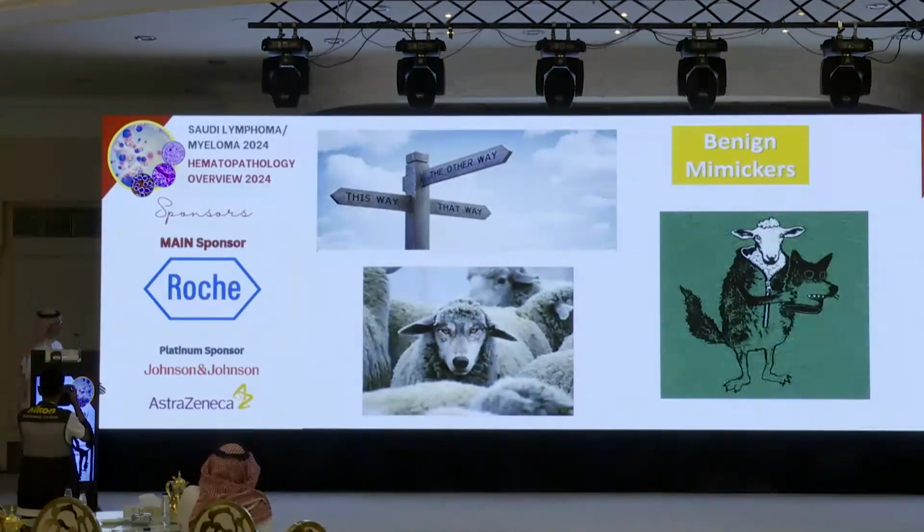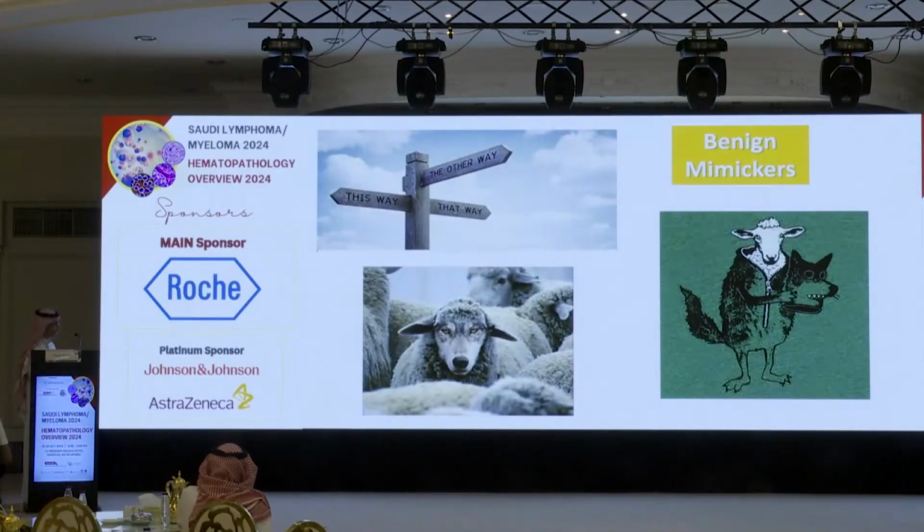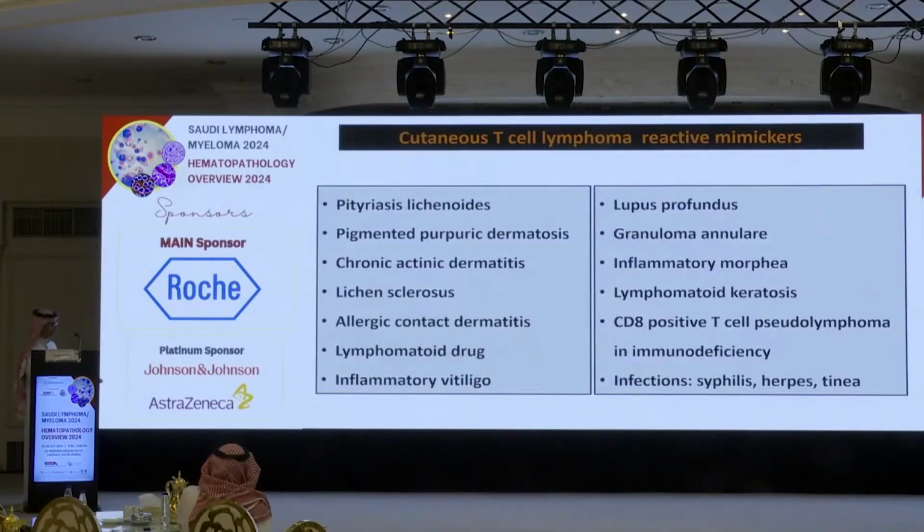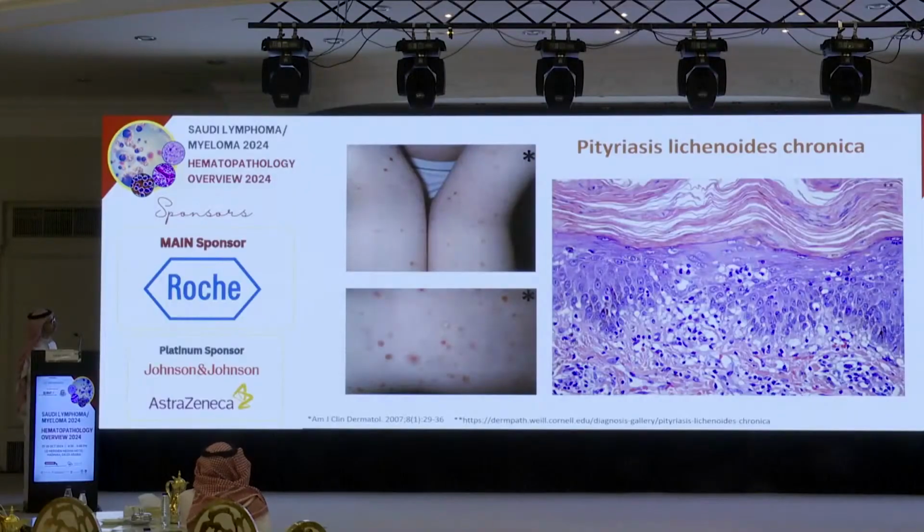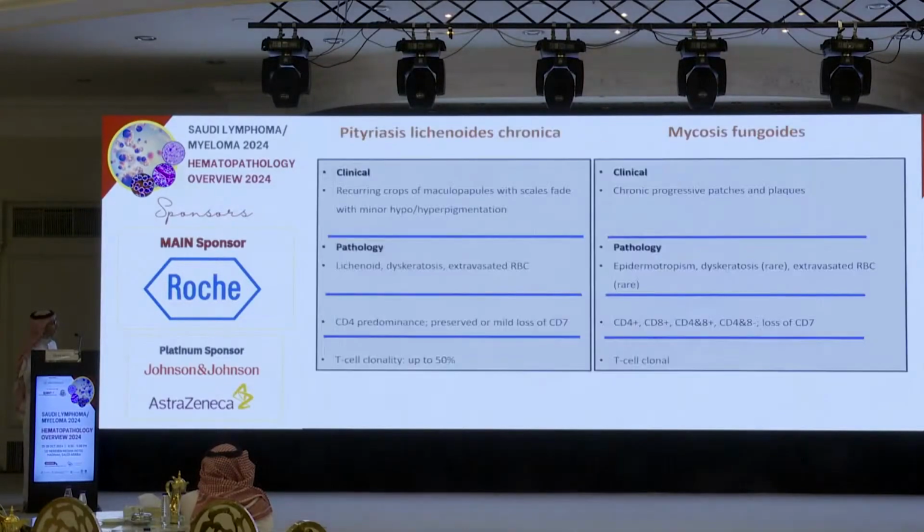And then we keep in mind benign mimickers, especially in the early stages of mycosis fungoides. There is a long list of mimickers. These are just examples: pityriasis lichenoides, lichen sclerosus, lymphomatoid drug eruption. There are many causes. Here are some of them. For example, pityriasis lichenoides chronica may have an appearance similar to mycosis fungoides, but it has interface changes, dyskeratosis, and RBC extravasation. They present with maculopapules with scales that fade with minor hypopigmentation or hyperpigmentation.